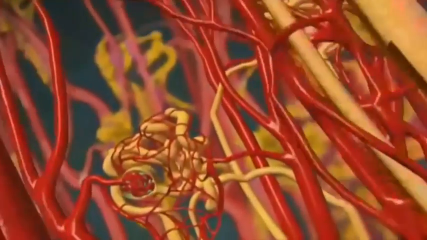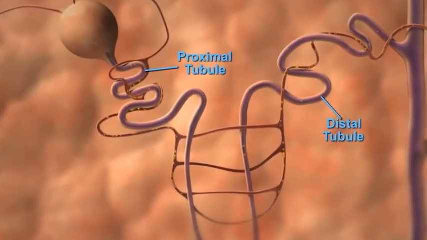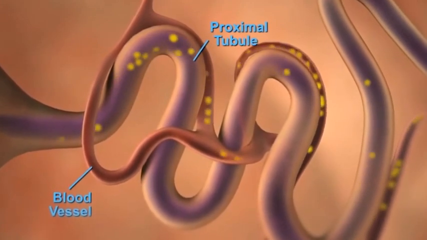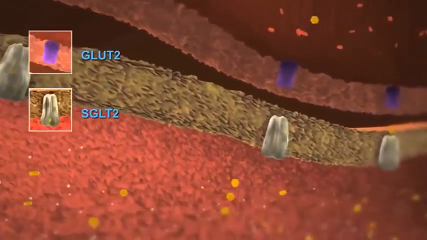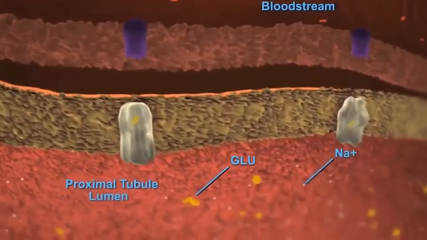This is the proximal convoluted tubule. The proximal tubule reabsorbs approximately 67% of filtered water, sodium, chloride, potassium, and other solutes. In addition, the proximal tubule reabsorbs all the glucose and amino acids filtered by the glomerulus.